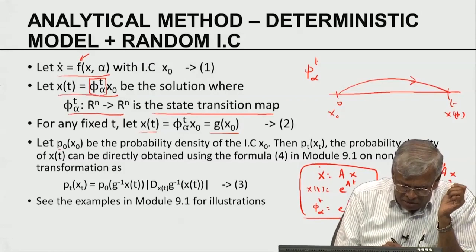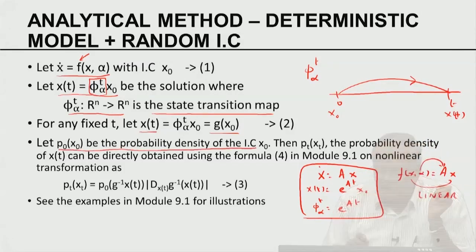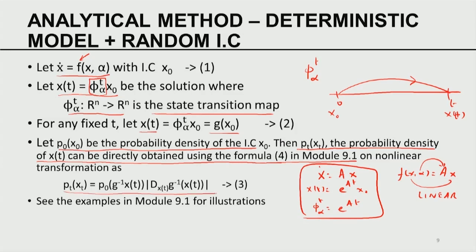Let p naught of x naught be the probability density function of the initial state x naught. Let p t of x t be the probability density of x t that can be directly obtained using the formula 4 in module 9.1. Unfortunately, we are not covering 9.1. So, I am going to give you the formula here, so you do not have to worry about 9.1. The formula that is referred to is given by the relation 3 in here. What is that?